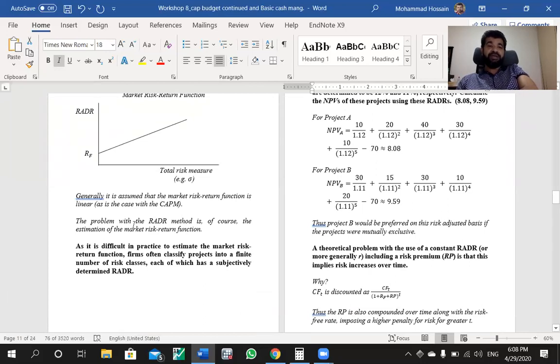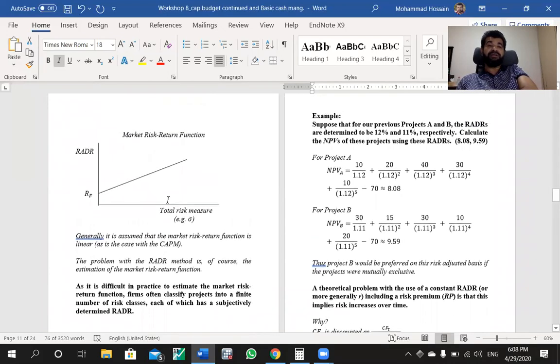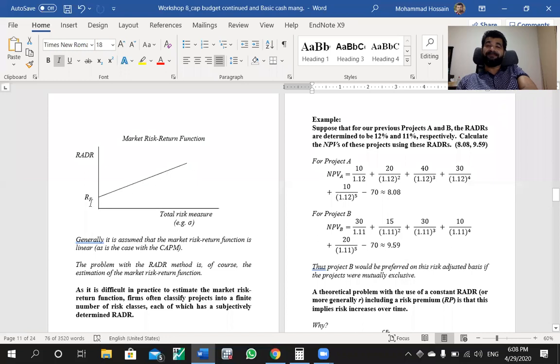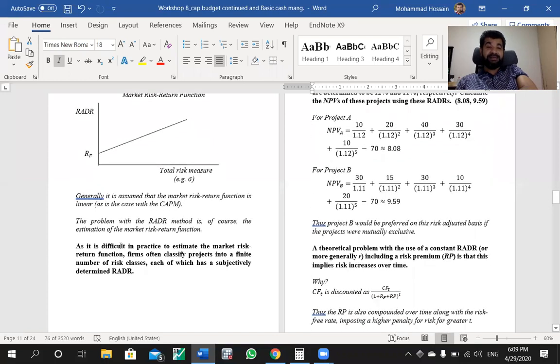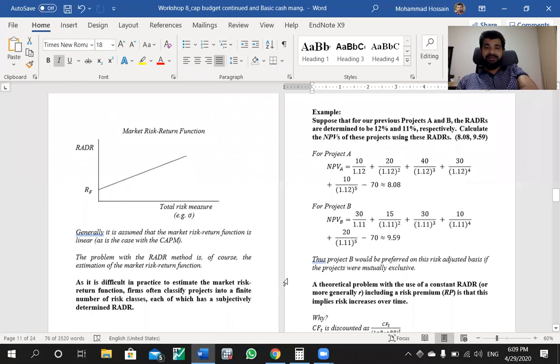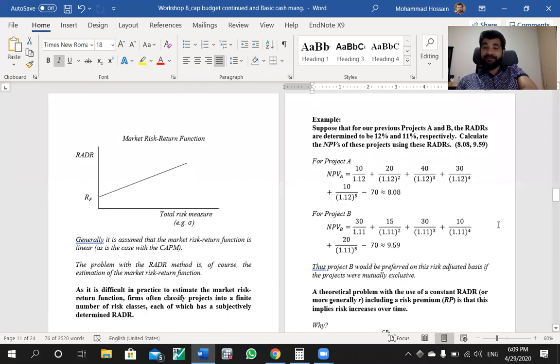The problem with the RADR method is, of course, the estimation of the market risk return function. How do you actually estimate this one? This is the problem we have. It is difficult in practice to estimate the market risk return function. Firms often classify projects into a finite number of risk classes. All right, let's move on in here.